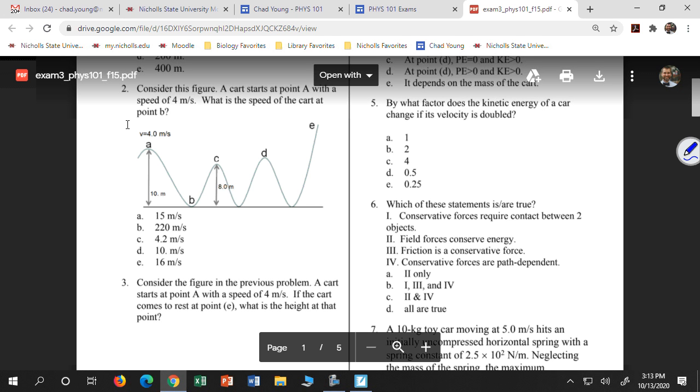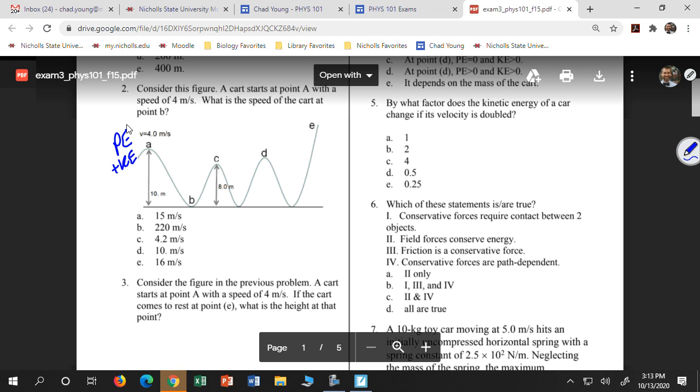Well, I know it has potential energy because h is not 0. And then the question is, does it have kinetic energy? It does, because it has a speed. If it were at rest, no kinetic energy. But this one has both potential and kinetic.